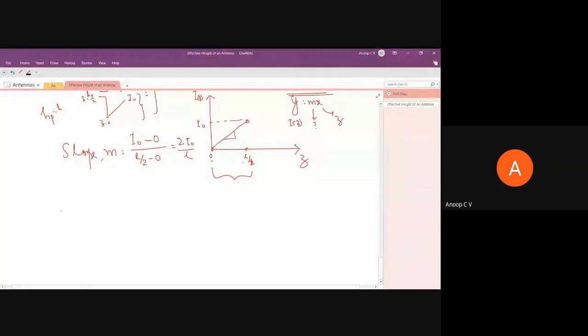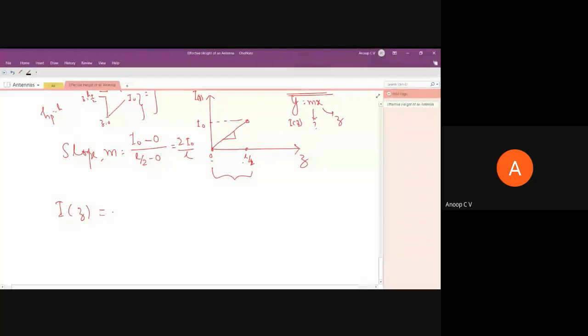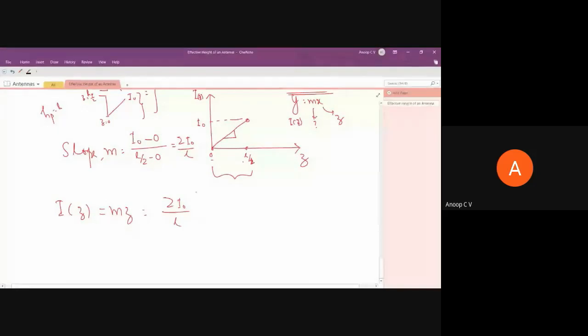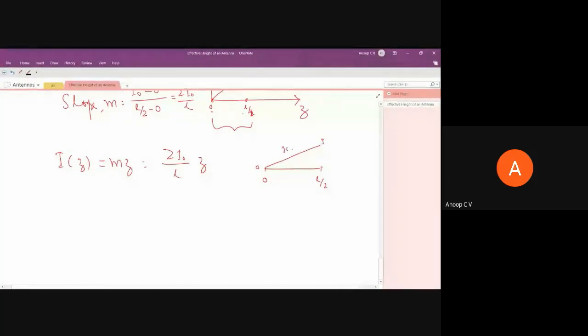Current as a linear function of z, I can write I of z is equal to slope times z, that is 2 I0 by L times z. So what will be I average? Average is over a length from 0 to L by 2, where the current is increasing from 0 to I0. This is I of z over a length L by 2.